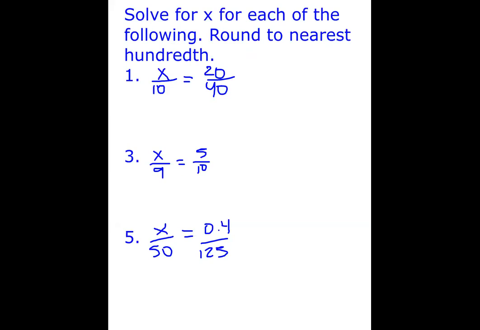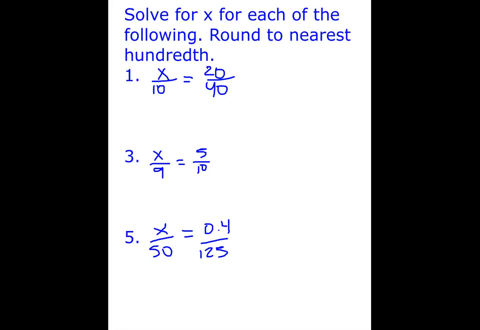Hi class. Right now we're going to go over problems 3.3 problem sets on page 59. So our first set of problems says to solve for x for each of the following, round to the nearest hundredth. So the first thing is x over 10 is equal to 20 over 40. So we have ratios and proportions here. So the first thing that we need to do is solve for the value of x.